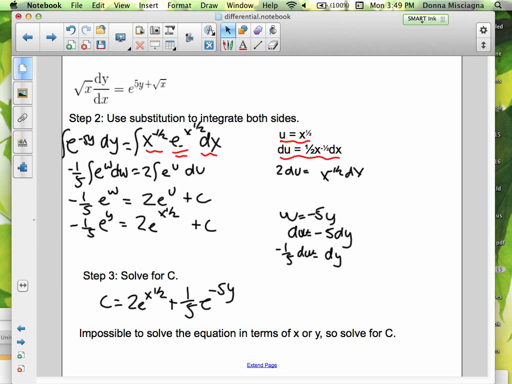But C doesn't have a sign. C is a constant. It could be positive, it could be negative, it could be anything. So negative C has no meaning. Yeah, so it doesn't carry a sign with it. That's why there's always plus C. Cool. It is just a constant.